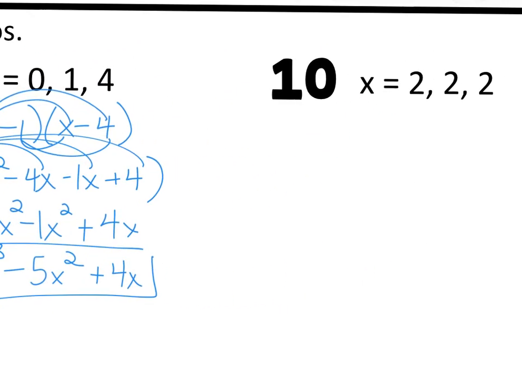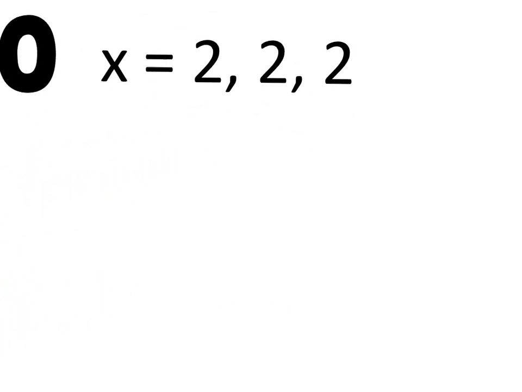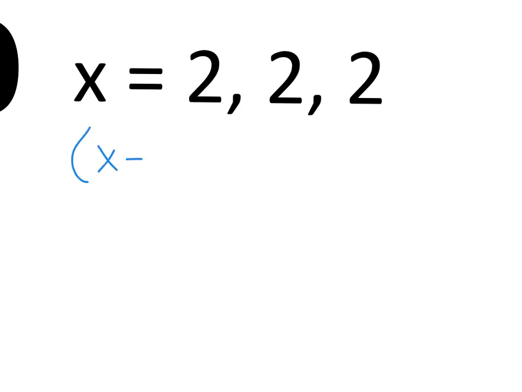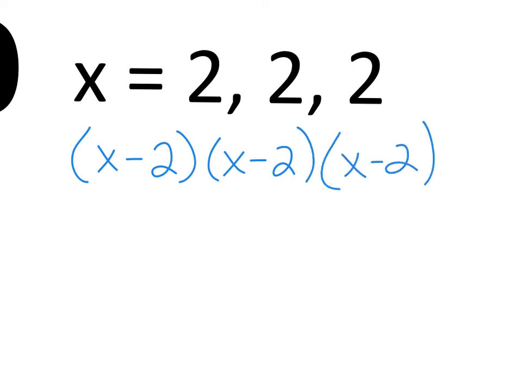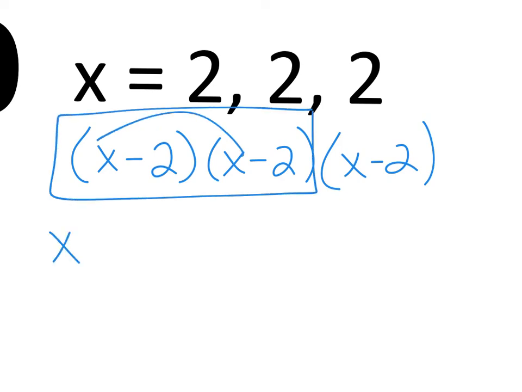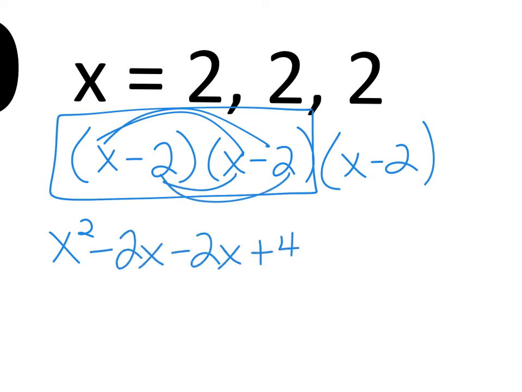Okay, one more. 2, 2, and 2. So they were all x minus 2, x minus 2, x minus 2. Okay, so I'm going to do these two first. I'm going to get x squared minus 2x minus 2x plus 4. So this is going to say x squared minus 4x plus 4.